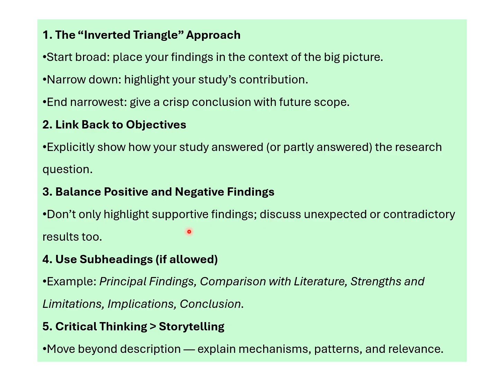This is again important. You need to have a complete literature map of the last 3 years or maybe 5 years, where you should not pick and choose studies. You should give a balanced finding, balanced positive and negative findings of your study, as well as the literature you are citing. Don't only highlight supportive findings, discuss unexpected or contradictory results as well, because this is also a finding. Use subheadings if allowed.